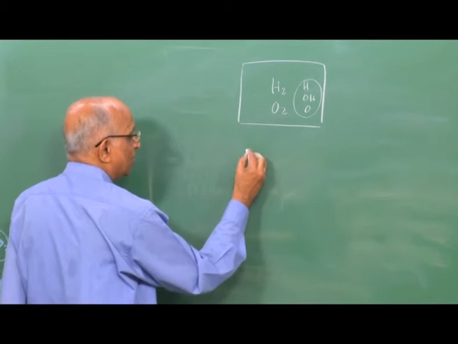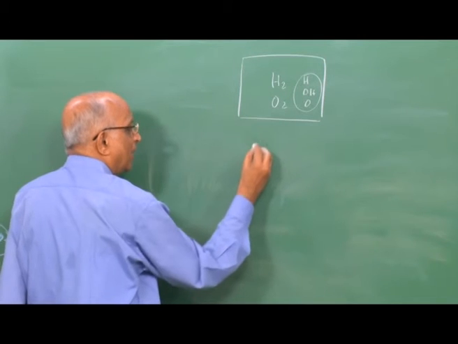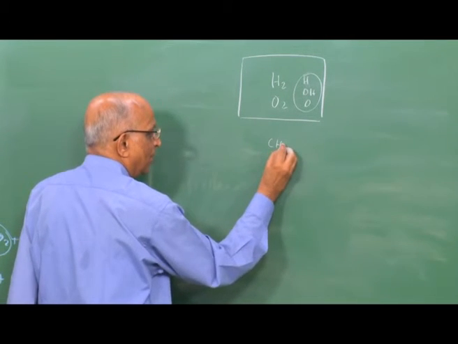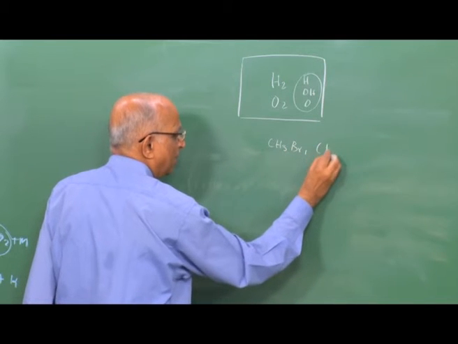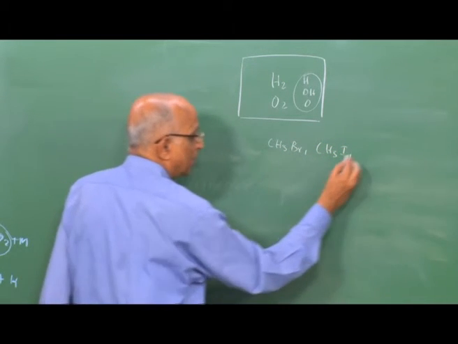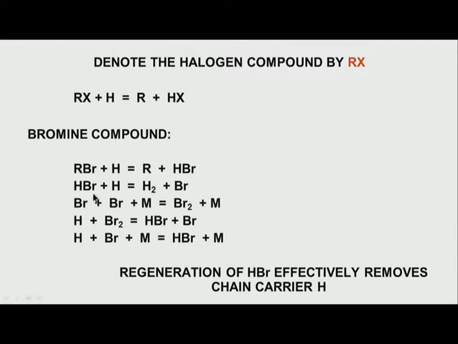Well, we use some substances like methyl bromide, CH3Br, methyl iodide, or methyl chloride, CH3Cl. These are halogen based compounds. They can in general be denoted by RX, where X is the halogen and R is the organic radical. The halogen compound RX reacts with the chain carrier H, that means it is robbing the chain carrier from the explosion, forming HX, that is the hydrogen halide, and the organic radical.